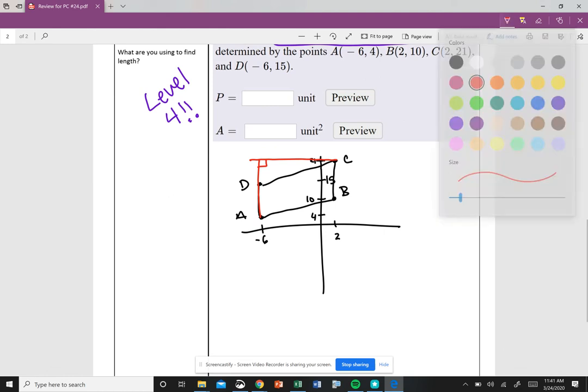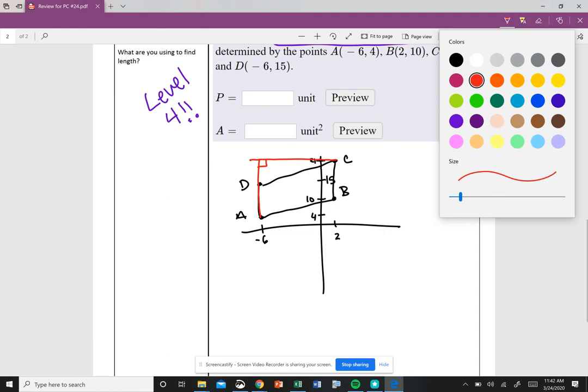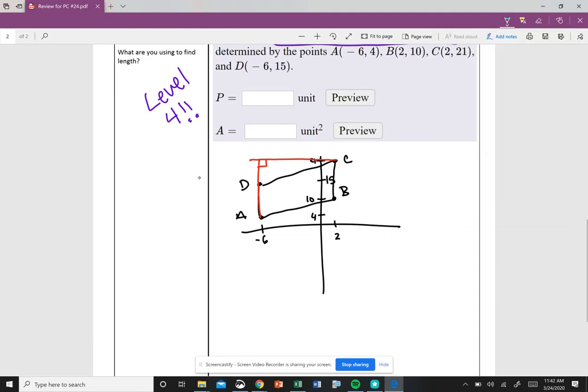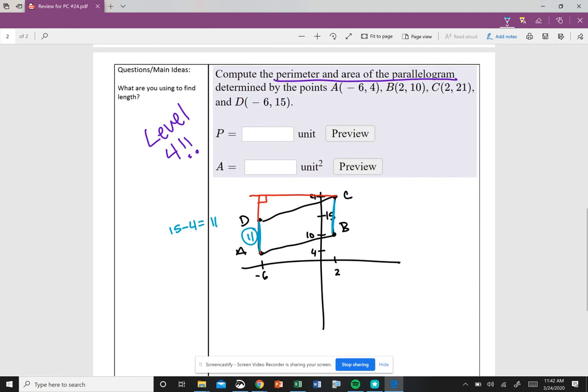Okay, the first thing I'm going to find, because it's the easiest, is the perimeter. We're going to find lengths. So we're going to find the length from A to D. Now this goes from 4 to 15. So if I'm going from 4 to 15, how long is that? Well, a quick, easy way to check would be 15 minus 4. And we get 11. So this line is 11 long. This line on the opposite side is also 11, since this is a parallelogram, and it tells me that right here, I know opposite sides are going to be congruent.